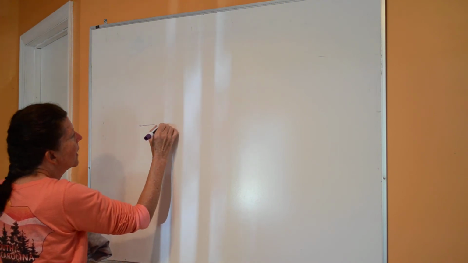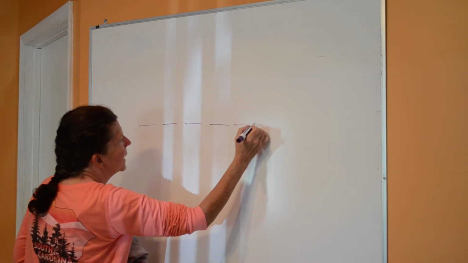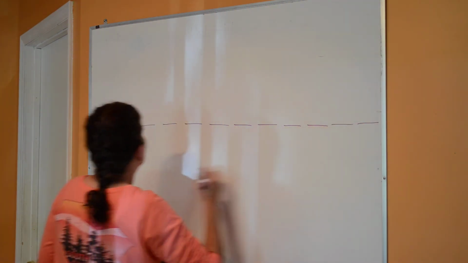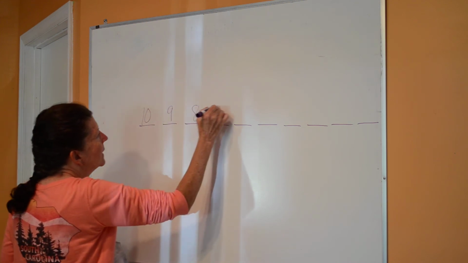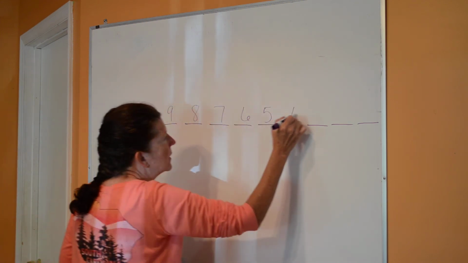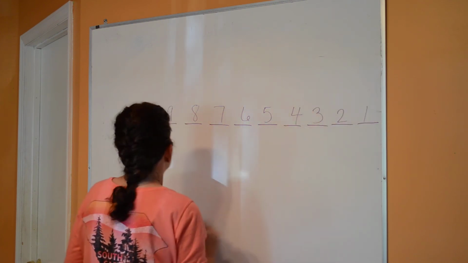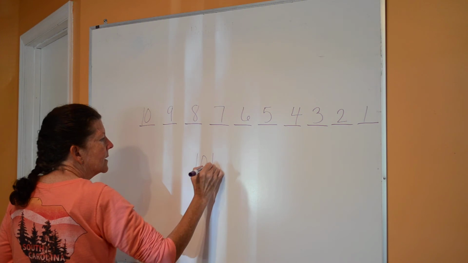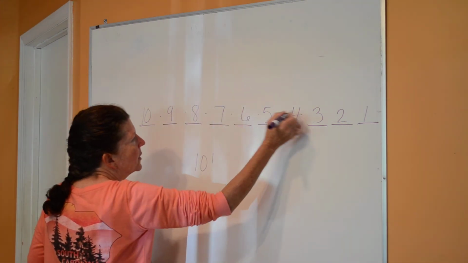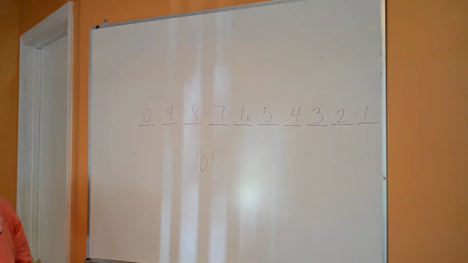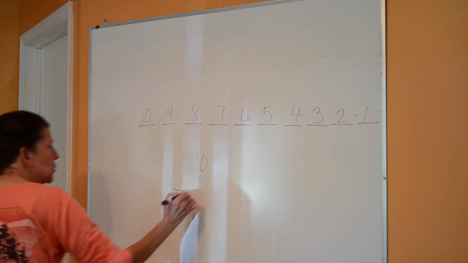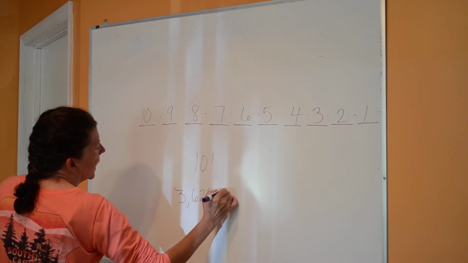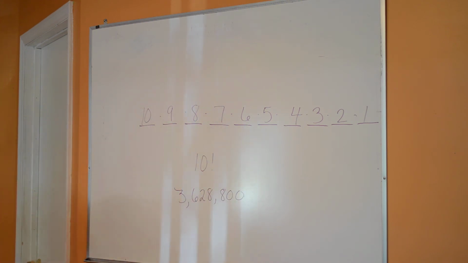So I can make lines. 1, 2, 3, 4, 5, 6, 7, 8, 9, 10. She chooses from 10. She places it there. She's left with 9. Then 8, then 7, then 6, then 5, then 4, then 3, then 2, then 1. That's the same as 10 factorial. Now I'm going to multiply those all out. Like I said, make sure you use your calculator on that. And you are going to find that it gives you an answer of 3,628,800.